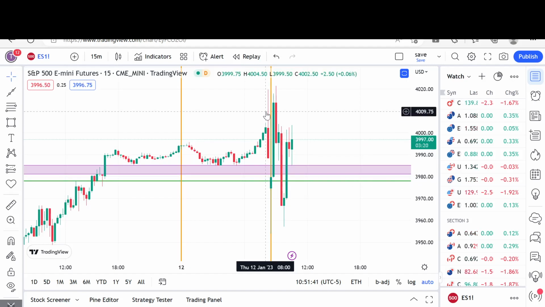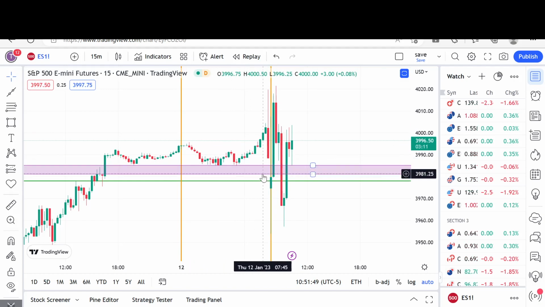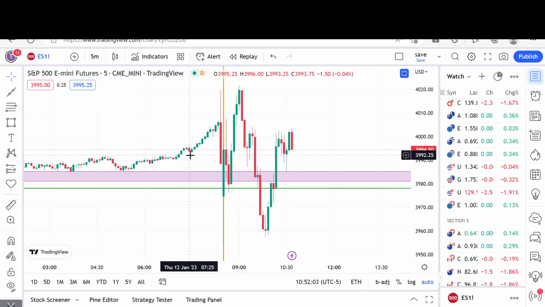So price did what? We came down. We sweep these really clean lows right here. We sweep those lows and we traded down into that imbalance. So AKA we're in a discount market, right? So we traded down into a discount marketplace and we took out those sell stops on the 15-minute chart. Okay. Now let's go down.